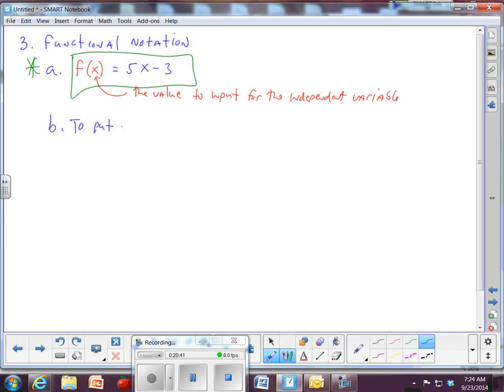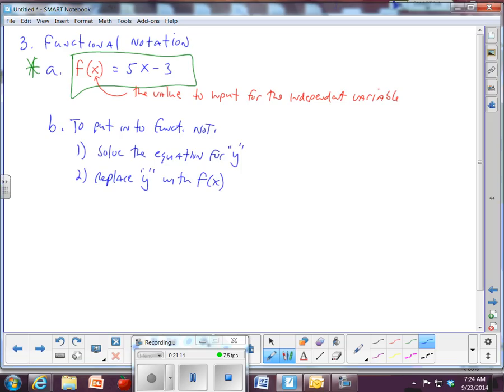To put into functional notation, it's pretty simplistic. You just have a couple of things you have to do. Number one, solve the equation for y. So you're going to solve for the y variable, the dependent variable. And then number two, replace y. You're doing a substitution move here with f of x. And that's all you need to do. Solve the equation for y. Replace y with f of x.